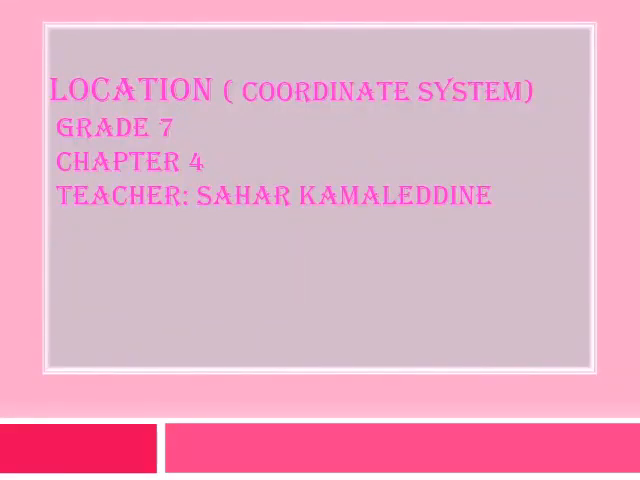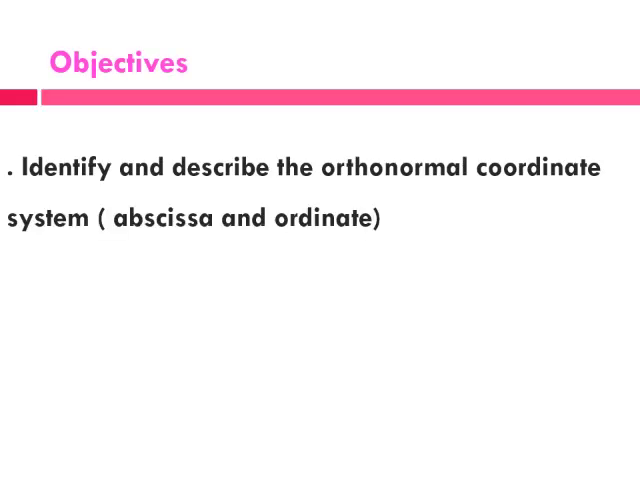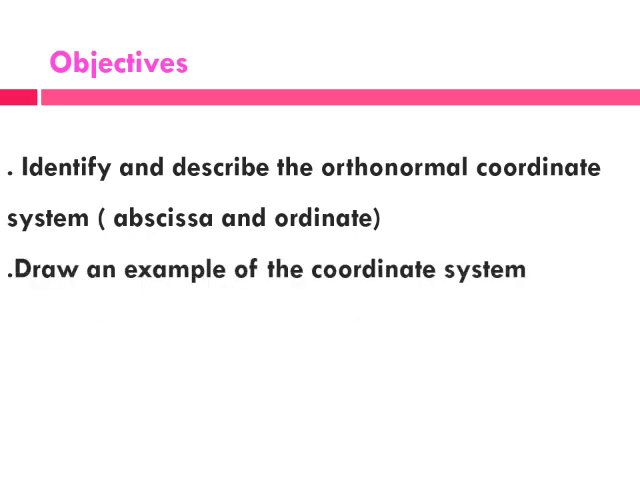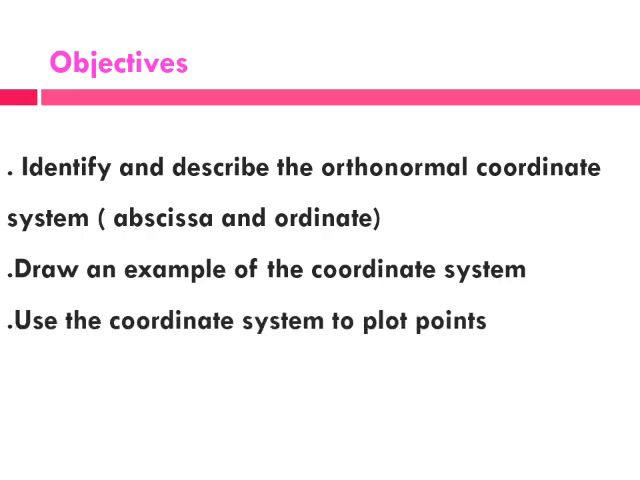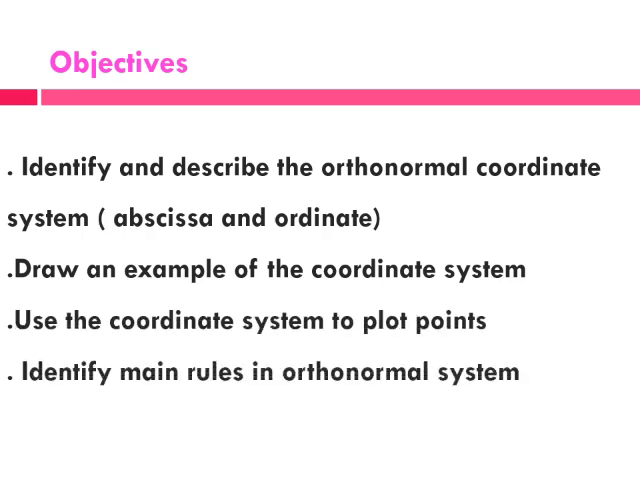Hello grade 7, our lesson today is Location, Coordinate System. The objectives of our lesson are identify and describe the orthonormal coordinate system, abscissa and ordinate, draw an example of the coordinate system, use the coordinate system to plot points, and finally, identify main rules in orthonormal system.